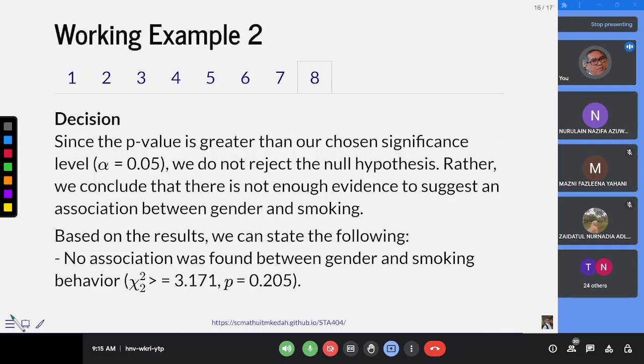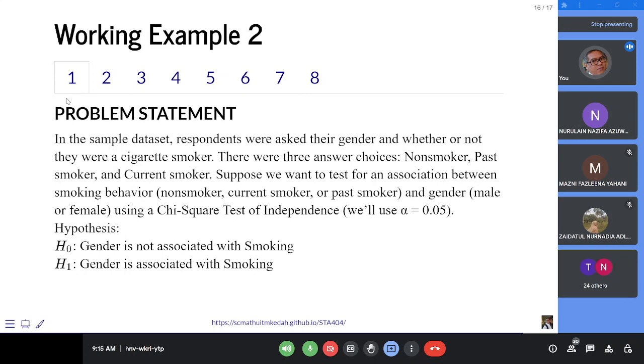Okay, this is another example. You can go through this one later on. So let me just get the information. For example, in this case, in the sample data set, respondents were asked their gender and whether or not they were a cigarette smoker. So kita nak tengok the relationship between gender and cigarette smoker. Do gender play a role in deciding whether they are smoker or not? Okay. So there were 3 answer choices: non-smoker, past smoker, and current smoker.